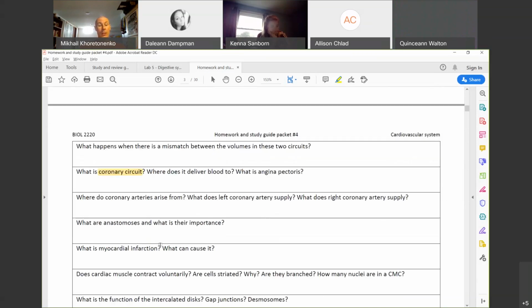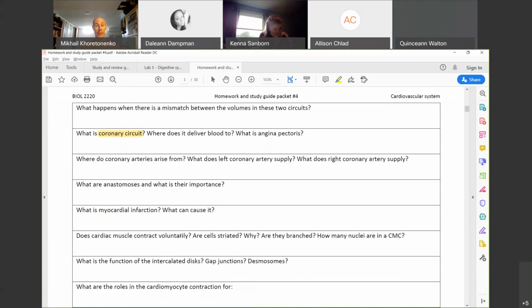Myocardial infarction, the block of the flow of the coronary vessels, can be caused by constriction of the blood vessel, an atherosclerotic plaque obstructing the blood vessel, or a thrombus being stuck in the coronary blood vessel.